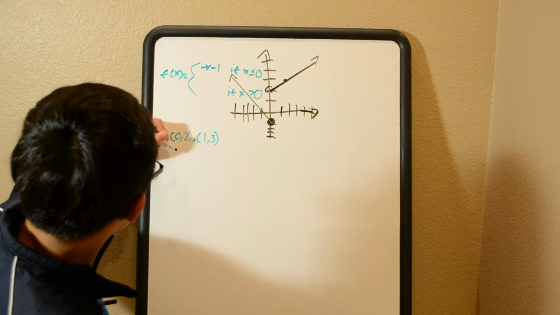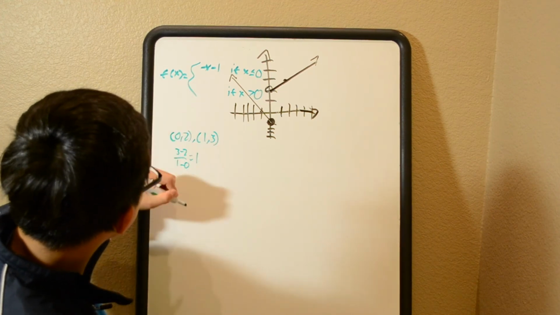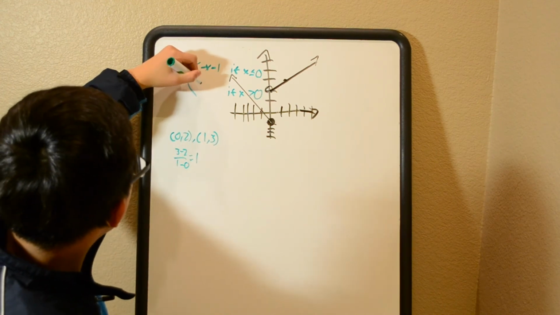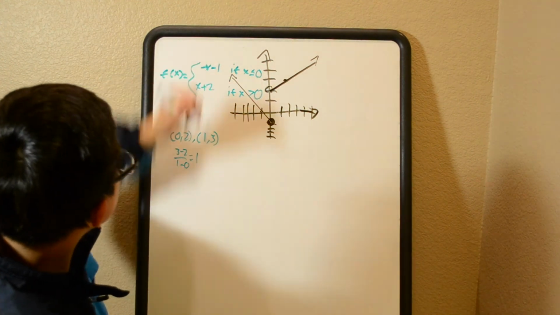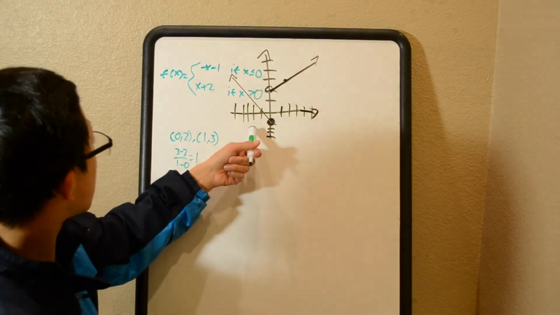So let's calculate our slope. 3 minus 2 over 1 minus 0, which is also equal to 1. And the y-intercept is 2, so we have x plus 2. So there you go. That's how you write a piecewise function from a piecewise graph.